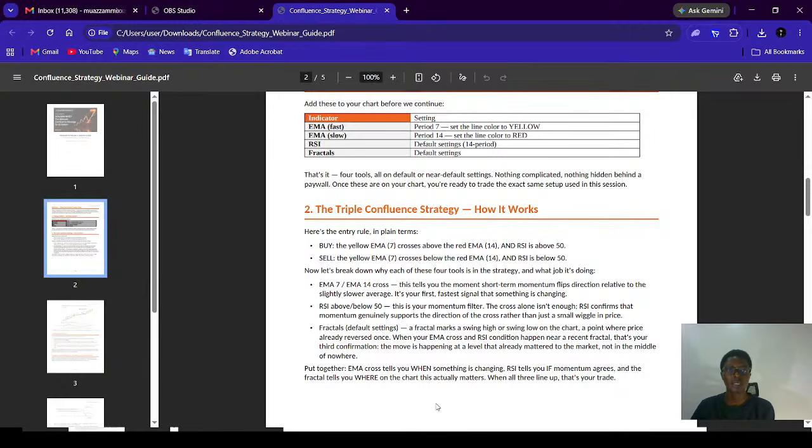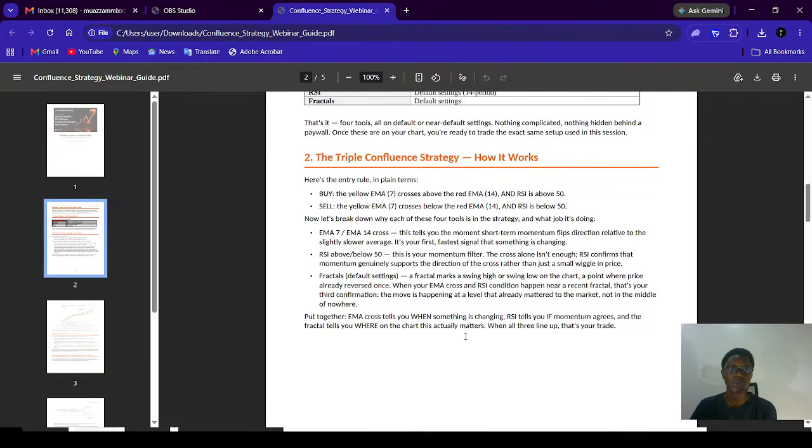So back on the confluence strategy, now we'll talk about the entries and how the entire strategy works. Here are the rules in plain terms. I've already explained the tools, which are the three tools, and that is why we call it the triple confluence strategy. Here's how it works. For the entry rules in plain terms, you can look at the PDF guide. We will possibly make it available to you all.